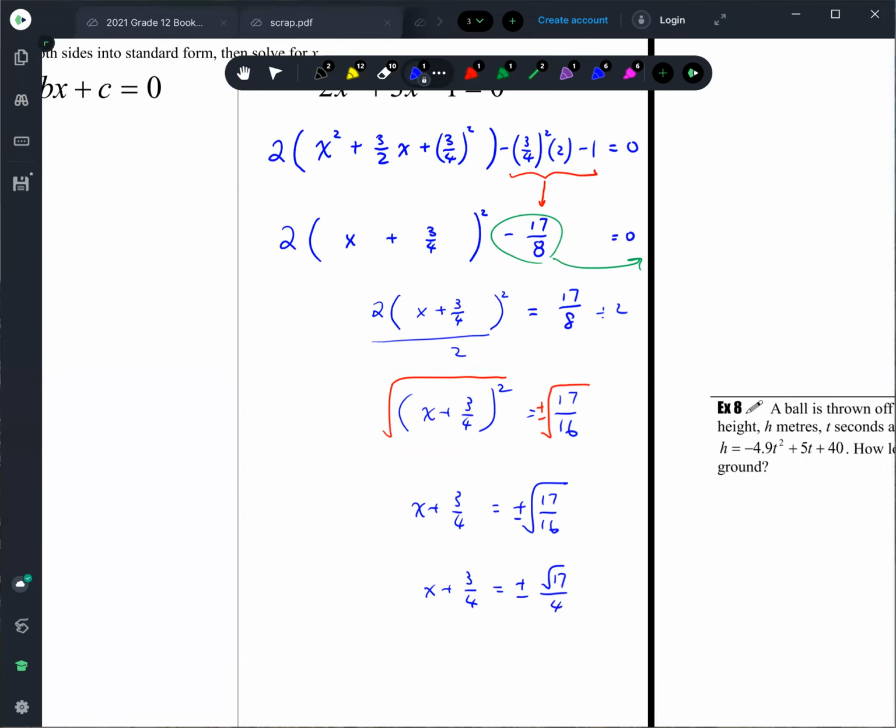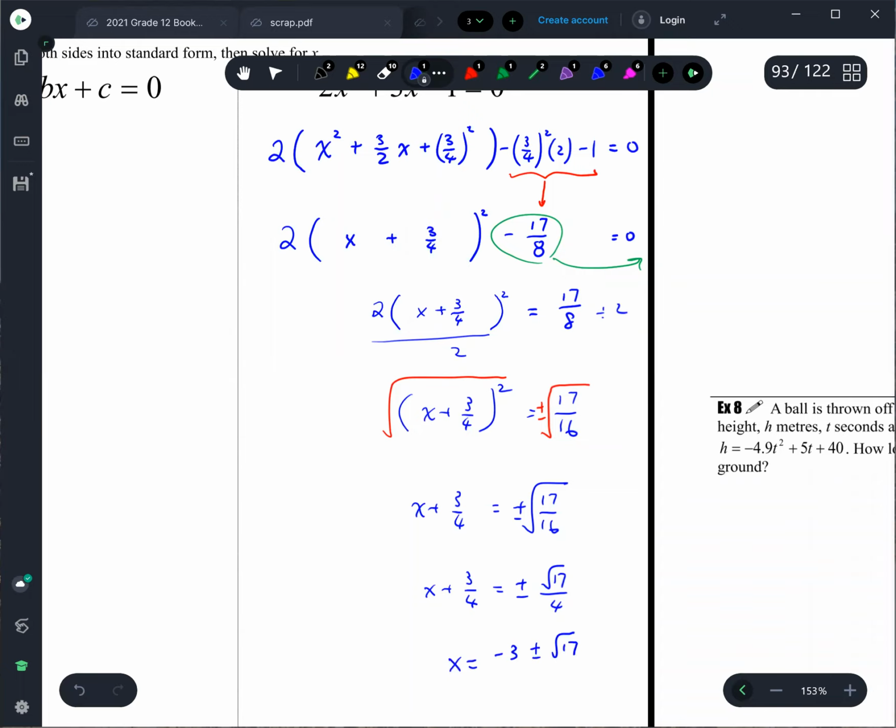Right. Okay. And then you move the 3 over 4 over, which is minus 3 over 4. And where do we put the minus 3 over 4? In front. Yeah. So x equals negative 3 and then plus or minus square root 17, over 4. Or do you not write anything? Do you just write the plus minus square root? Yeah, you write plus minus square root in between the negative 3 and root 17.